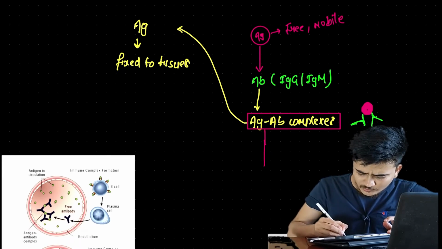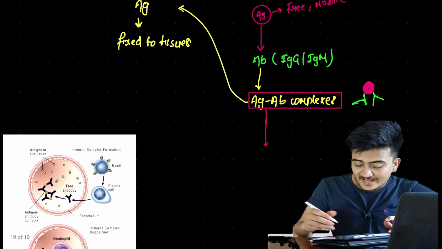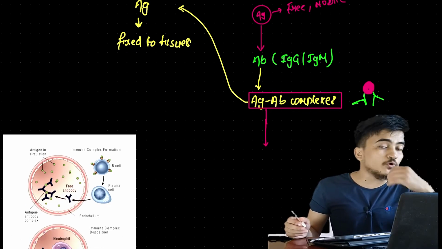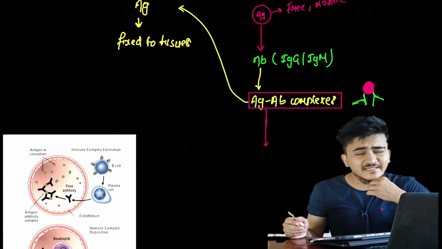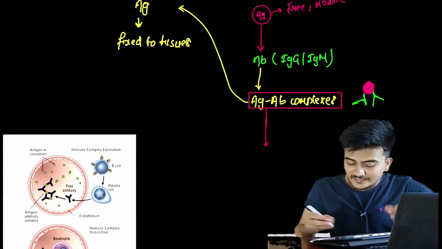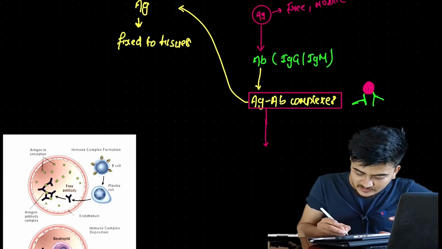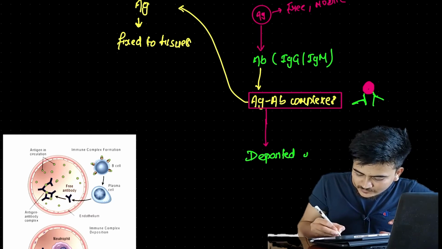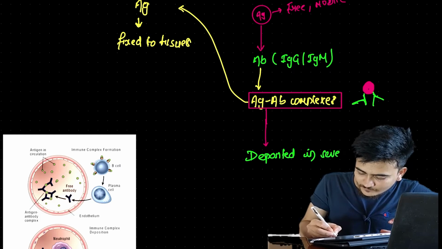Since these are mobile antigens, it will cause these antigen antibody complexes to move into circulation. That means they will go into circulation, reach different organs of the human body, and get deposited in those organs. What is the next process? They get deposited in several organs.